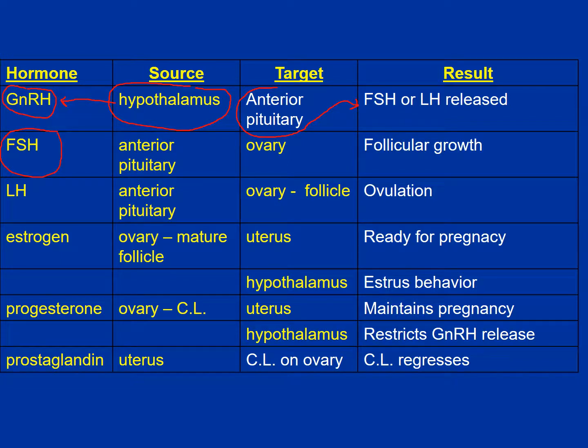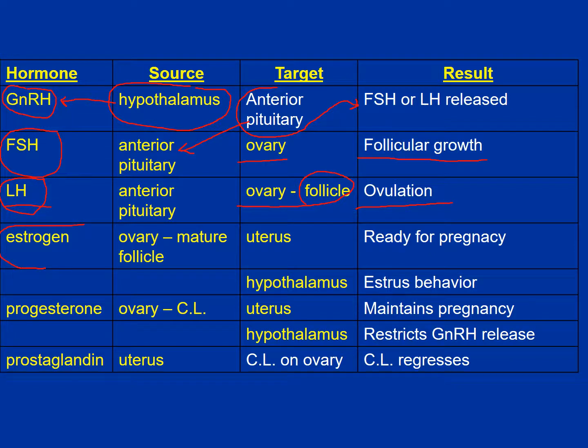FSH stands for follicle stimulating hormone. The source is the anterior pituitary gland. Its target is the ovary, and it causes follicular growth. The other hormone released from the anterior pituitary gland, at a different time depending upon other signals from the body, is LH or luteinizing hormone. It also has an effect on the ovary, but it has an effect if we have a mature follicle there. So it causes that mature follicle to rupture and we have ovulation. The ovum or egg comes out of the follicle and goes down into the oviduct.